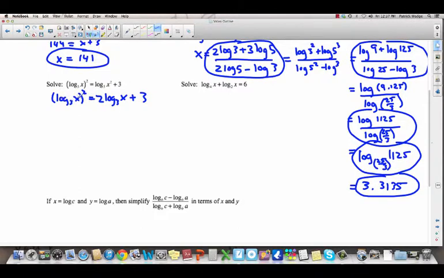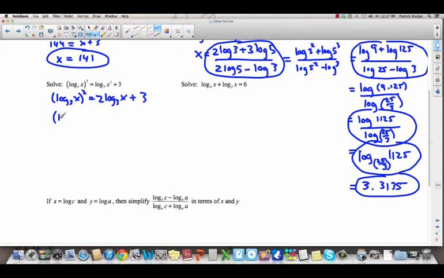Pretend log base 3 of x is actually m. You'd have m squared equals 2m plus 3. And you could factor that, couldn't you? You could move all these over and factor. That's exactly what you're going to do here. These ones are kind of hard to spot sometimes, but this is like a trinomial.